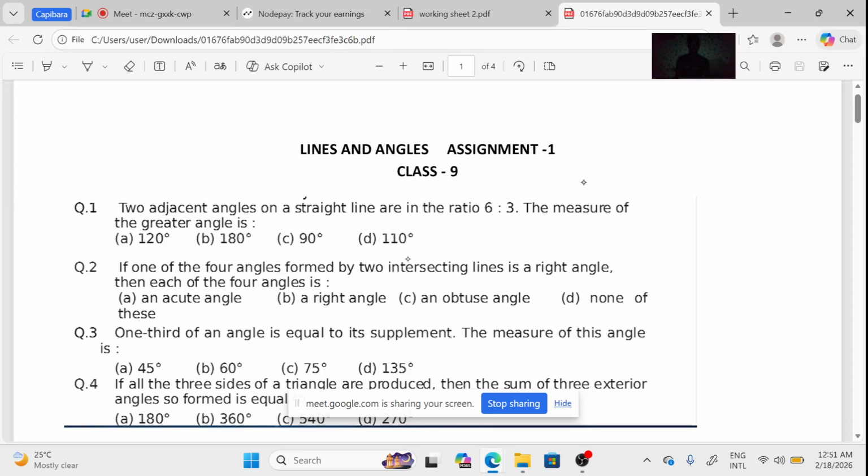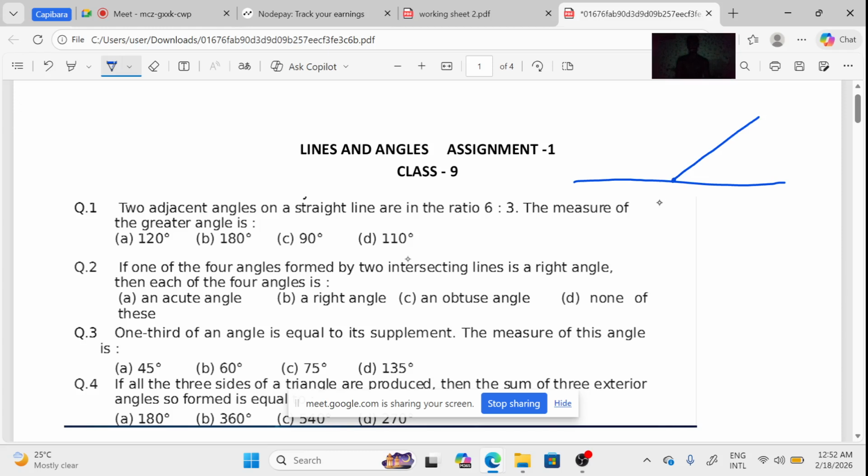Okay, so two adjacent angles of 180 degrees. Both are going to be on a straight line. Do you understand? It's going to be something like this: x, then y. So the ratio x to y is ratio 6:3.